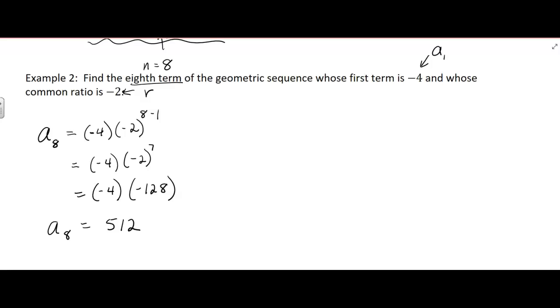Am I expecting it to be positive? I am, because of the signs and the way that's working. Now, when you have a ratio that's negative, it's going to alternate signs, right? Because it's going to go either negative, positive, negative, or it's going to go negative, positive, negative, positive. Depends on what you start with. So we're starting with a negative, and the 8th term is going to be positive. Okay, so we'll see some more examples.